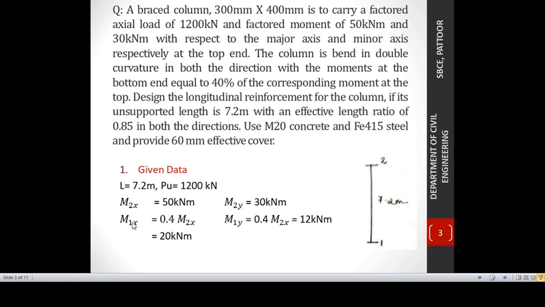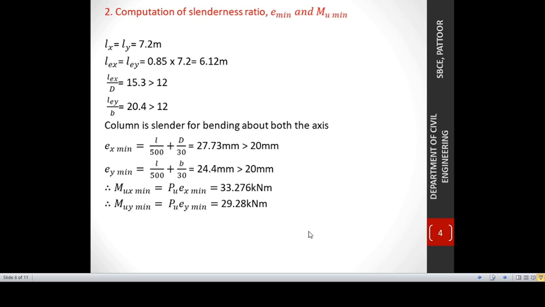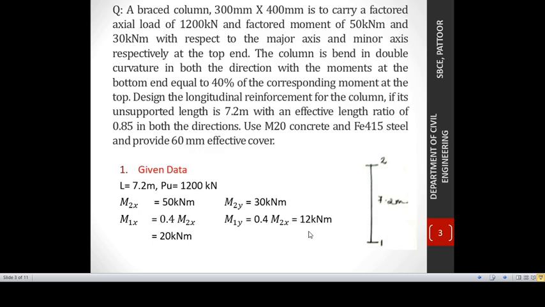Correspondingly, M1x, the moment at the bottom end about the x axis, is only 40% of this 50, which is equal to 20. And M1y, the moment at the bottom end about the y axis, is only 40% of this 30 kilonewton meter, which is equal to 12 kilonewton meter. So these are the given data.